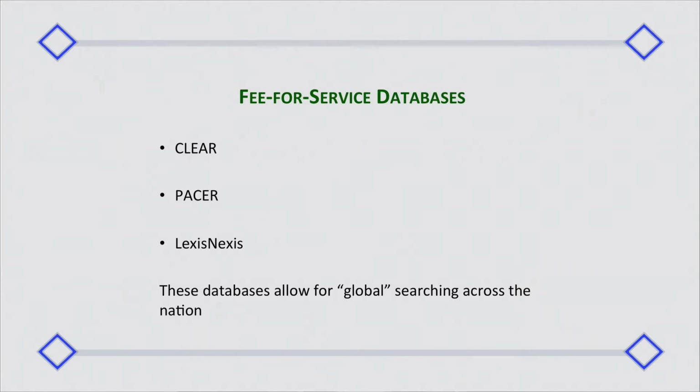PACER stands for Public Access to Court Electronic Records, and this is an electronic public access service that allows users to obtain case and docket information online from federal appellate, district, and bankruptcy courts, and the PACER Case Locator. PACER is provided by the federal judiciary in keeping with its commitment to provide public access to court information via a centralized service. This also is a fee-for-service database.